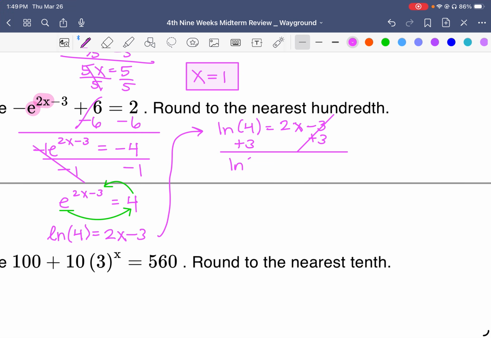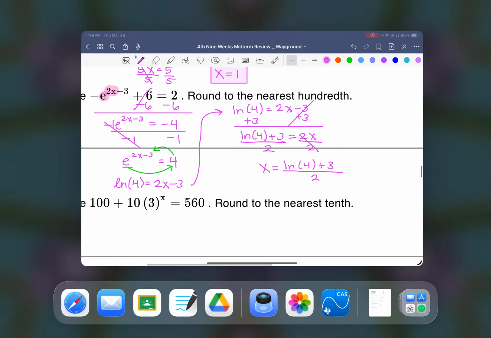So now we have the natural log of 4 plus 3 equals 2x. Then I divide by 2. So x equals the natural log of 4 plus 3, all divided by 2. But the question did not say leave the exact answer. It did say round to the nearest hundredth.